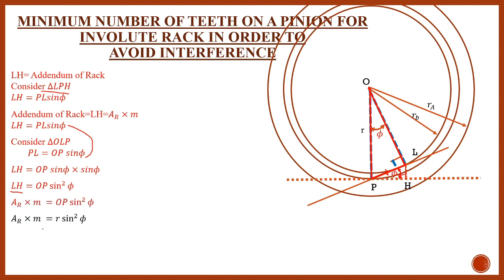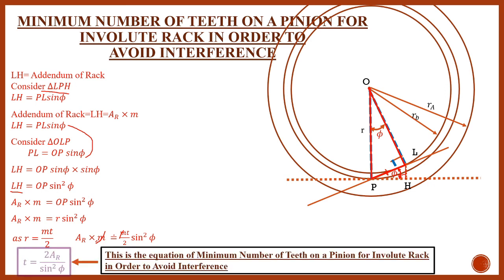Again, OP is equal to R, and R is equal to M into T by 2. That means this equation becomes AR into M is equal to M into T by 2 into sin square phi. M gets cancelled, and by rearranging the terms, we get T is equal to 2AR upon sin square phi. This is the equation of the minimum number of teeth on a pinion for an involute rack in order to avoid the interference.